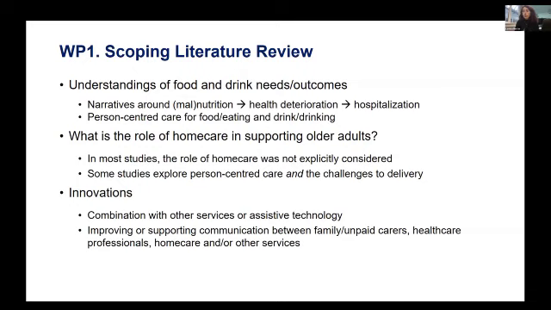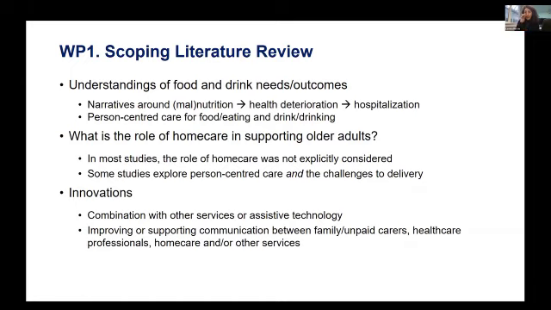So, for example, how the house looks, what is possible to cook, what is not possible to cook or store, etc. So ideally, they are in this unique position to really support people in a person-centered way. But at the same time, there's also acknowledgement in these studies of some of the challenges to deliver appropriate care.